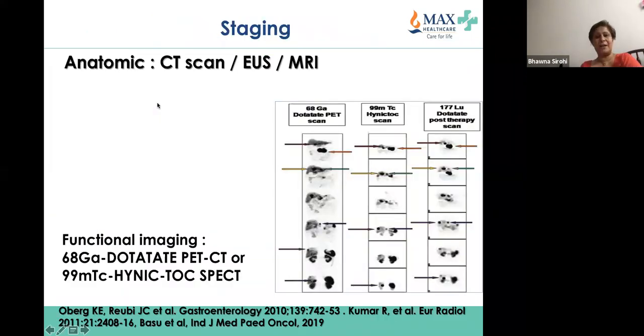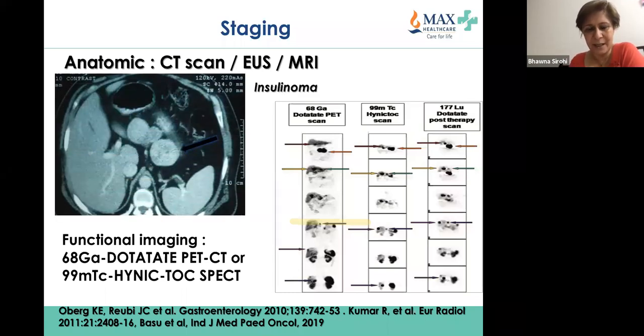So for staging, we've done the diagnosis now, where diagnosis is all about blood and pathology, biochemical diagnosis and pathological diagnosis. Now we'll come to the staging. Staging can be anatomic and functional. Anatomic, you have CT scans, EUS and MRI. Again, I will not go into details about that.